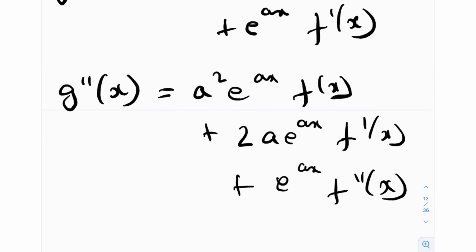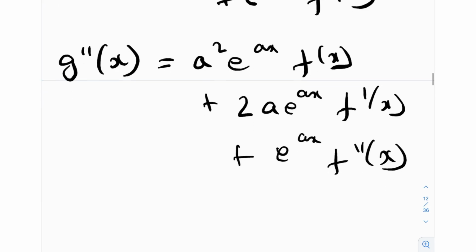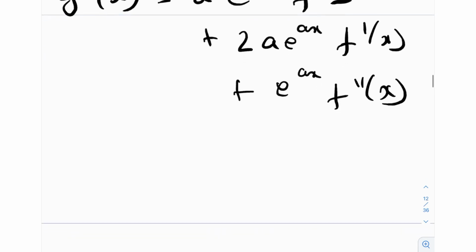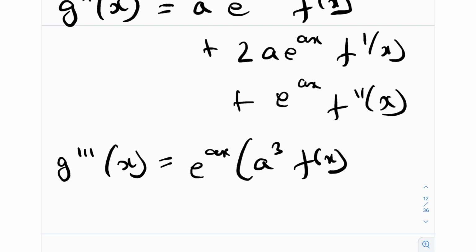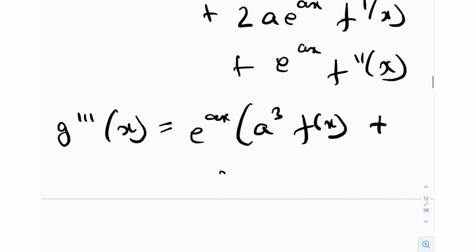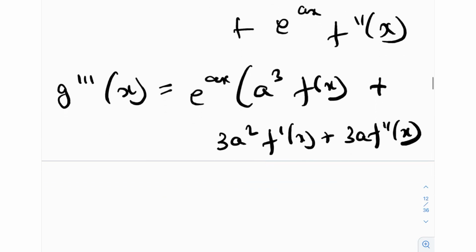If you see the pattern, you have g double prime x on the left hand side, and f double prime x on the right hand side. Now once you differentiate again, you'll get f triple prime of x, and that's something similar to what we need in the question as well. So the third derivative of g would look like this: e raised to power ax, which I can take common, and then you'd get a cubed f of x, plus 3a squared f prime x, plus 3a f double prime x, plus f triple prime x.